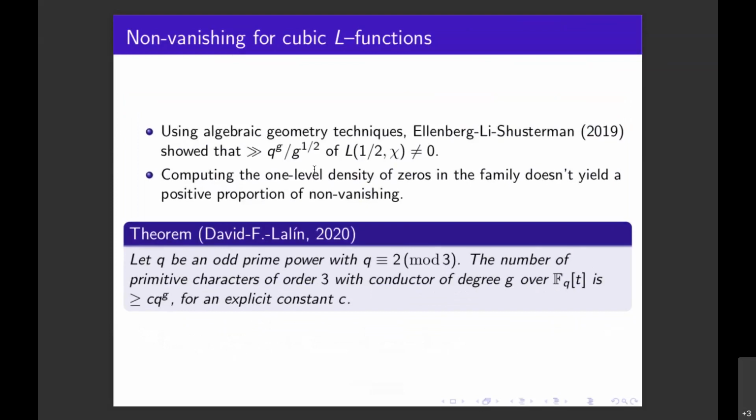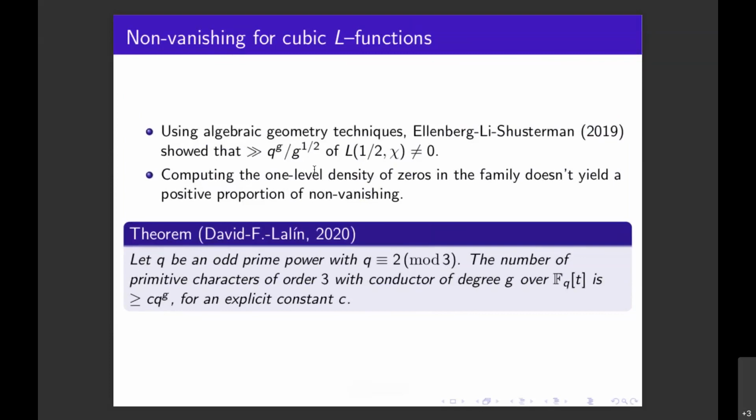The result that I just mentioned, the q to the G times 1 minus epsilon result, was strengthened a little bit by Ellenberg, Lee, and Schusterman using different techniques. They used algebraic geometry techniques, and they showed that more than q to the G over square root of G of these L functions are non-vanishing. And notice that again, we don't have a positive proportion of non-vanishing.